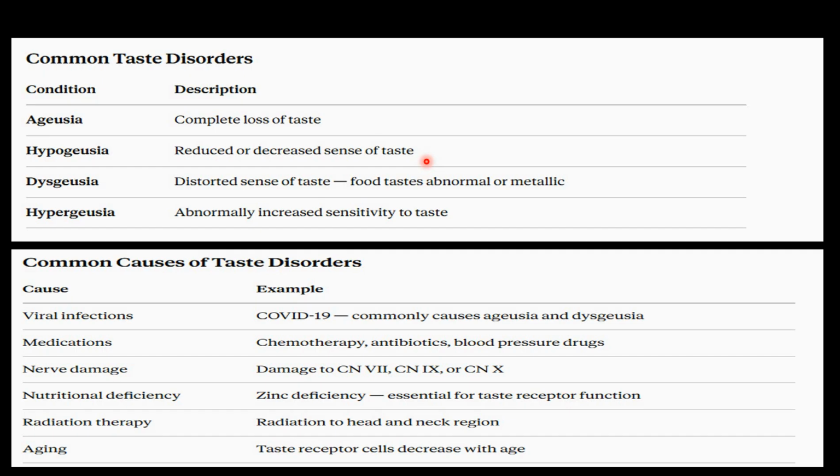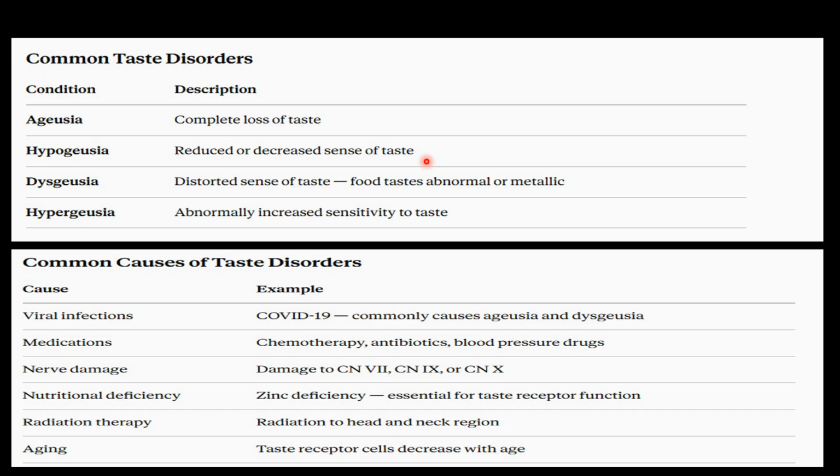Okay, now let's talk about some of the common taste disorders and the cause of those disorders. So that when someone sees the document, they can find out what are the disorders and what causes those disorders. Okay, so for that you can see the condition and description are mentioned here.